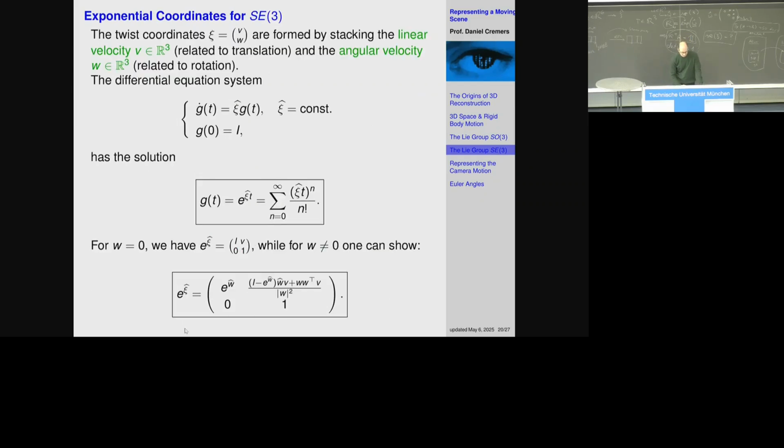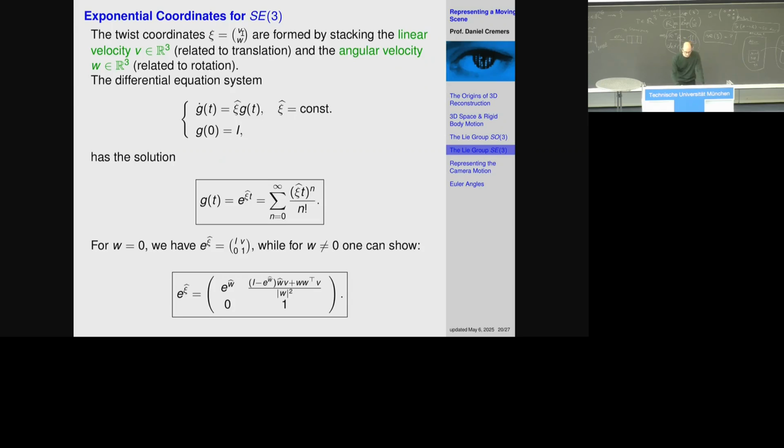We have this differential equation. It's pretty much analogous. G dot is xi hat times G, with a 4x4 matrix xi hat now, this twist. At time 0, we assume we have no translation and identity as a rotation matrix, so no rotation either. And so this is the differential equation system that we have, and then we can solve it.